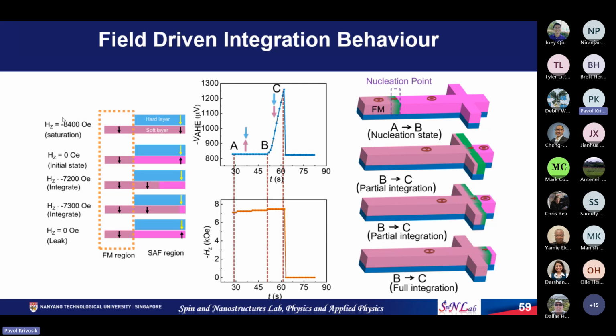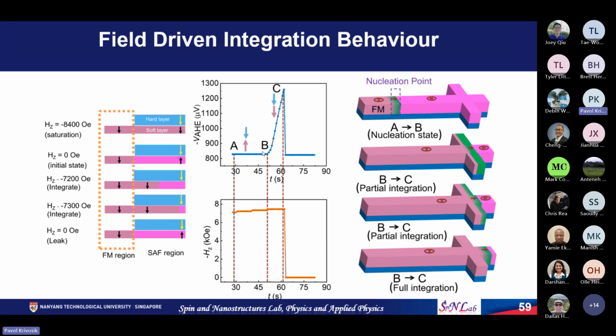At first we apply a negative, high field, so all the magnetization is pointing down. Then we remove the magnetic field, so these two go back to the ground state, which is the antiferromagnetically coupled state. And we have a reverse domain here. When we apply pulses of reverse field, or change the magnetic field, we can expand this domain. So this down domain will expand and move into this region.